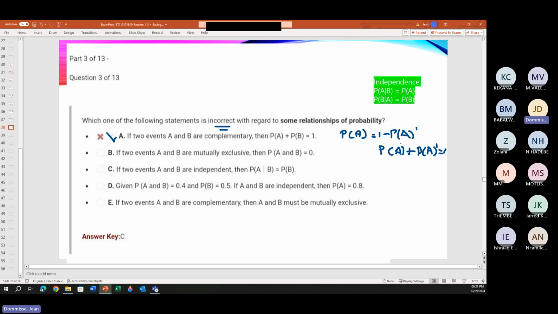That is equal to 1. So we are showing again that the probability of one plus the other one is complementary and will equal 1. If two events A and B are mutually exclusive, yes, P(A and B) is equal to 0. So that is correct. If two events A and B are independent, then the probability of A divided by B is equal to the probability of B.